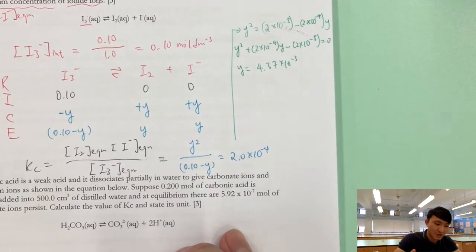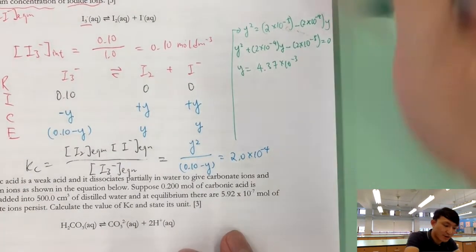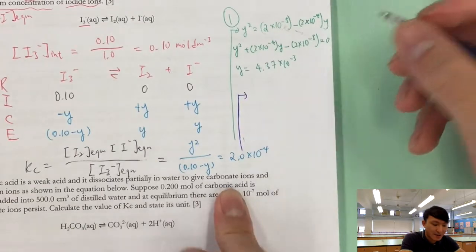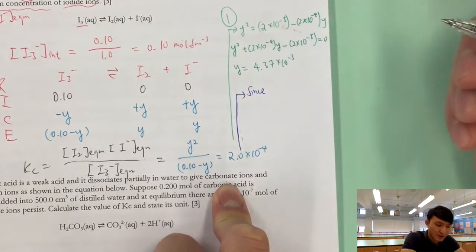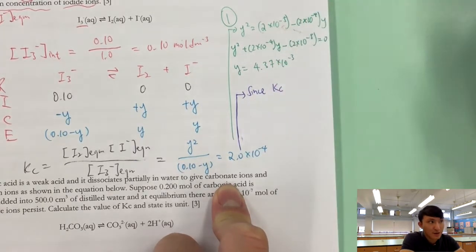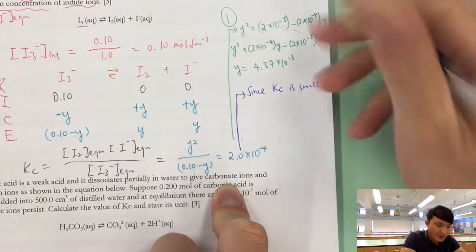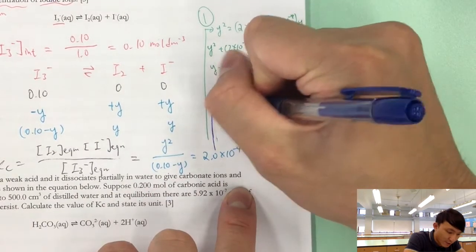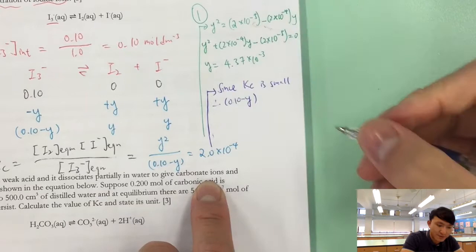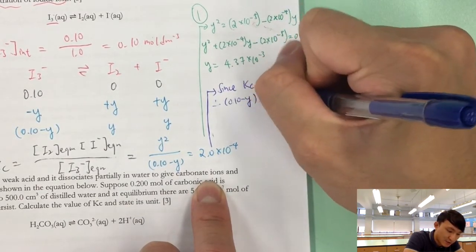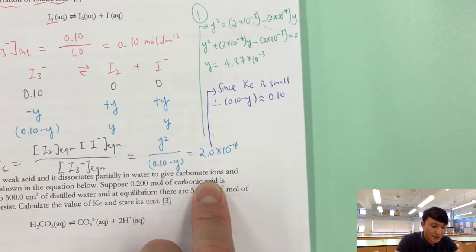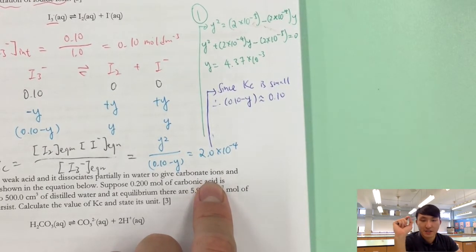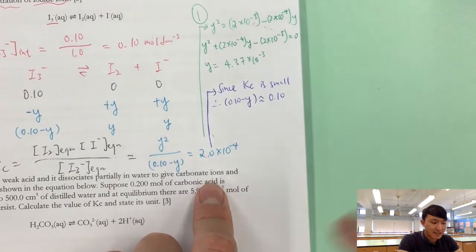Now another method that you can use, we can also compare the two methods. So here, this is method number 1, and there is method number 2. Method number 2 is that we will put down, since Kc is small, okay, because 2 times 10 to the power negative 4 is quite a small number. So Kc is small. Therefore, 0.10 minus y is more or less equal to 0.10. We can take this assumption. You may say, how is it related? Now think about it. Do you remember the magnitude of Kc?